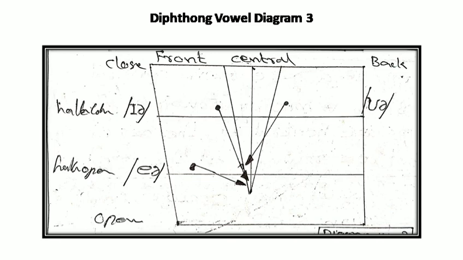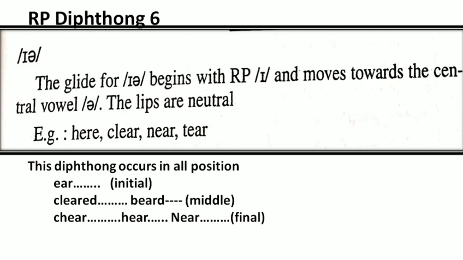This is the third diphthong vowel diagram you have to draw. Here we discussed the last 3 vowels or diphthongs in English. Diphthong vowel number 6, ear. The glide for ear begins with RPE and moves towards the central vowel a. The lips are neutral. That means lips are unrounded.